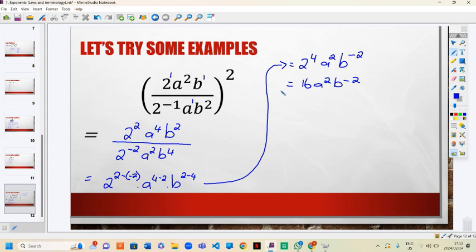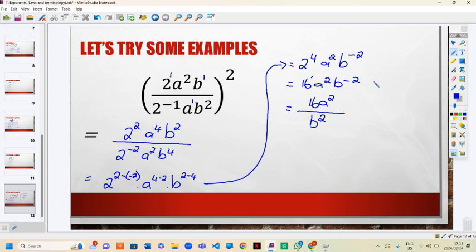Let's see. So 16 is raised to the power of 1, so it's a positive exponent. A to the power of 2, it's a positive exponent. B to the power of negative 2, that's a negative exponent. So what am I going to do with that? I'm going to take him down to the bottom. So 16 stays at the top because it's to the power of positive 1, and a positive 2 stays at the top, and I take the b down underneath. And it becomes positive 2.